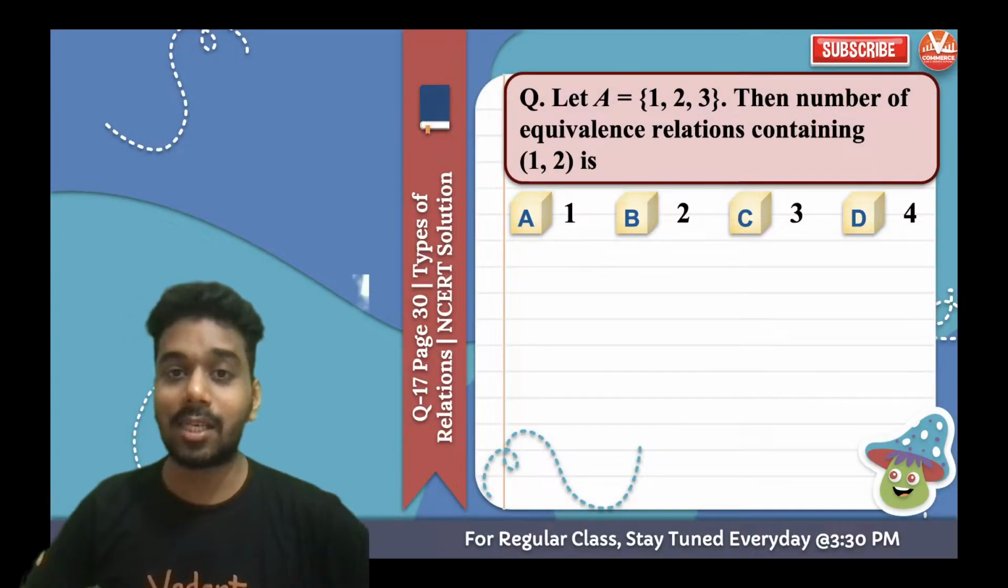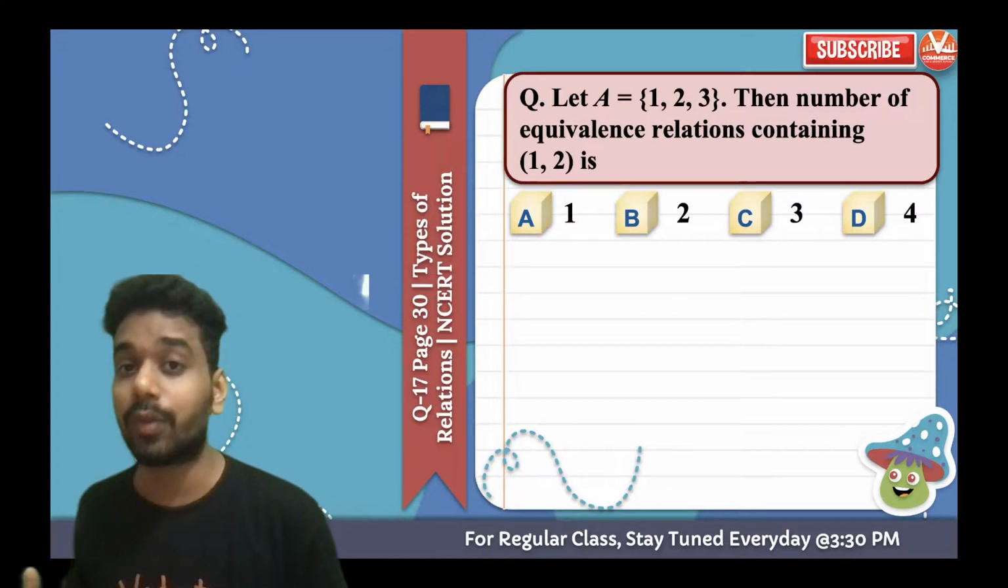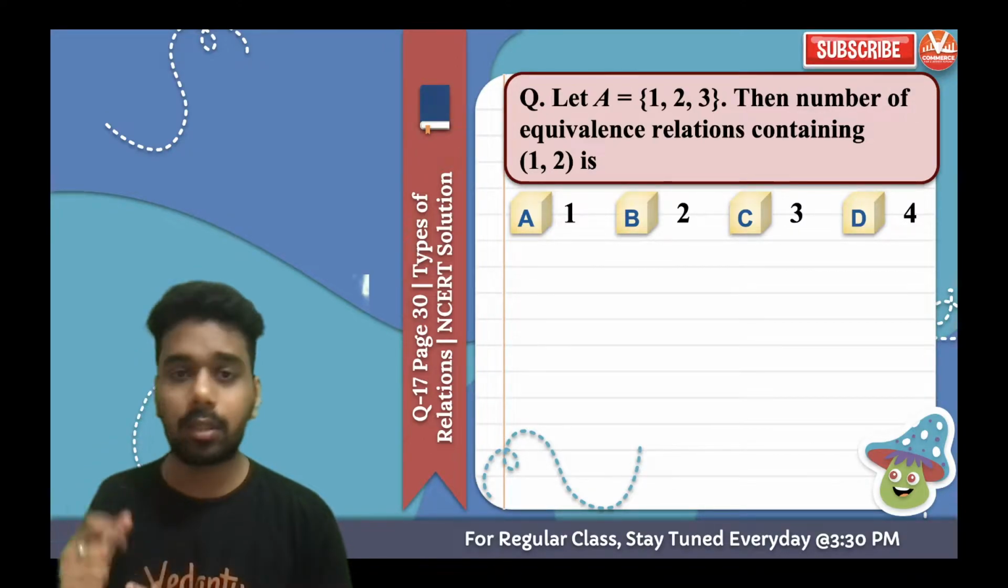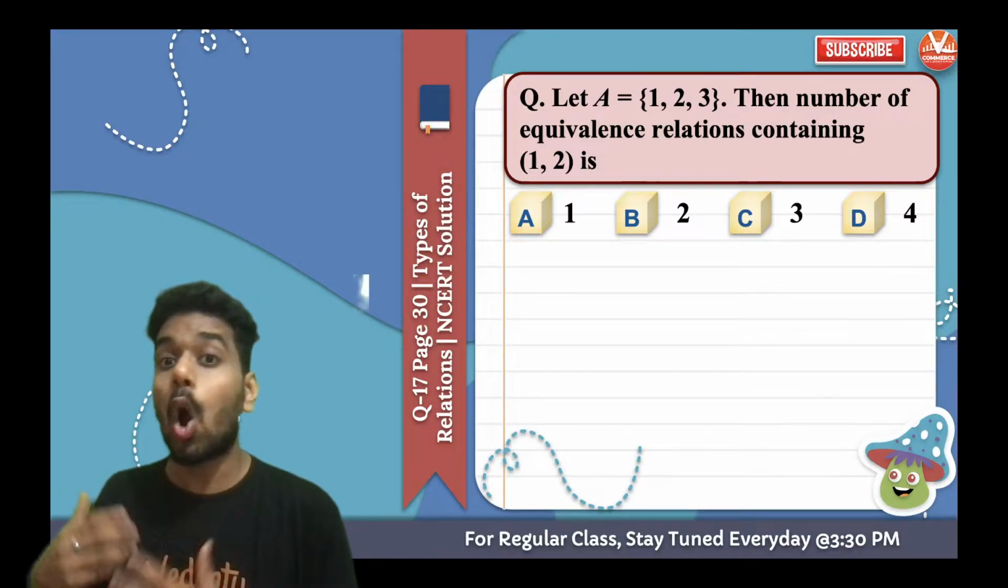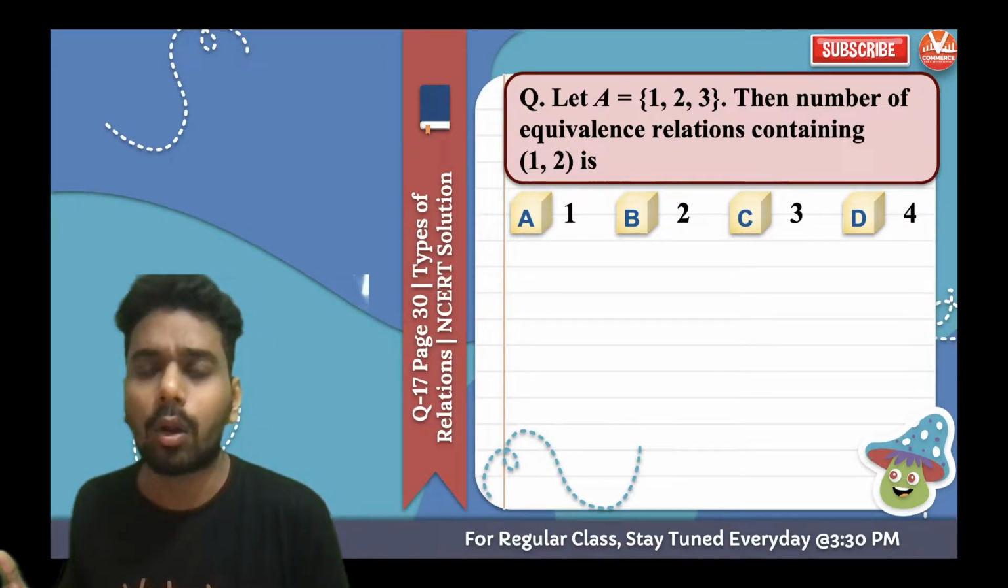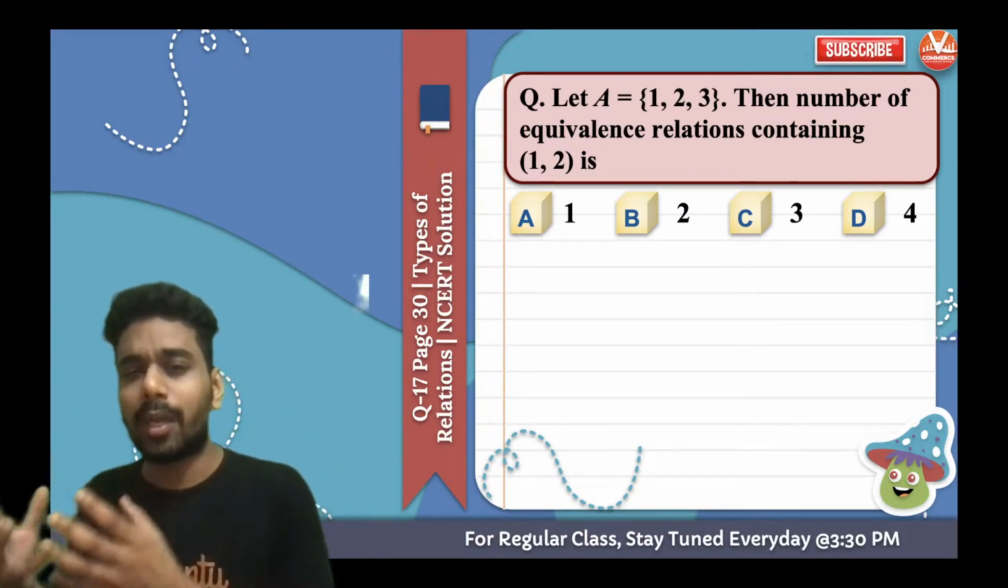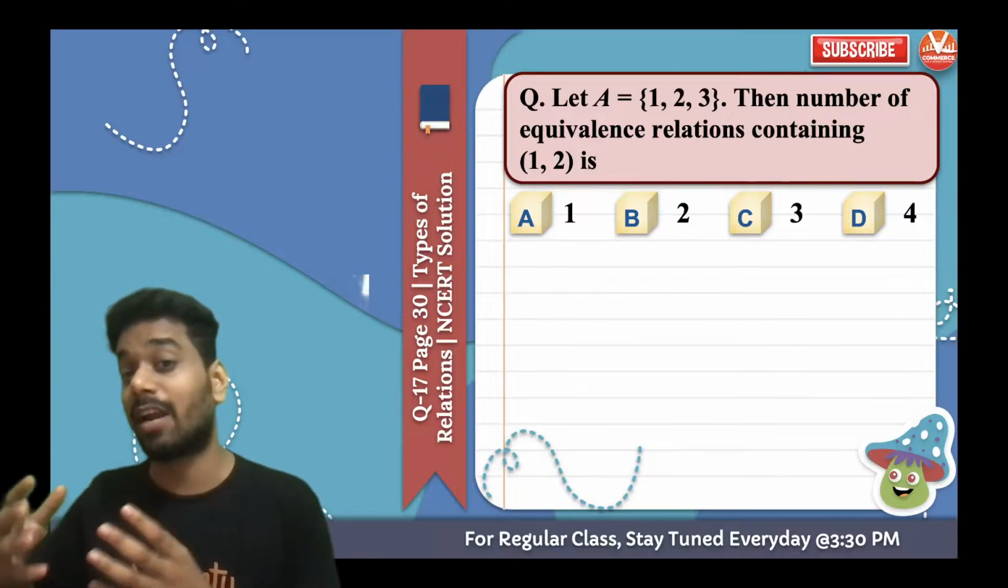So let's discuss this question number 17. The question is, let A be a set having 1, 2, 3, basically 3 elements. From this statement, a particular thing came to my mind: how many ordered pairs can you make? 9. 3 into 3. 9 ordered pairs for a relation defined from A to A.